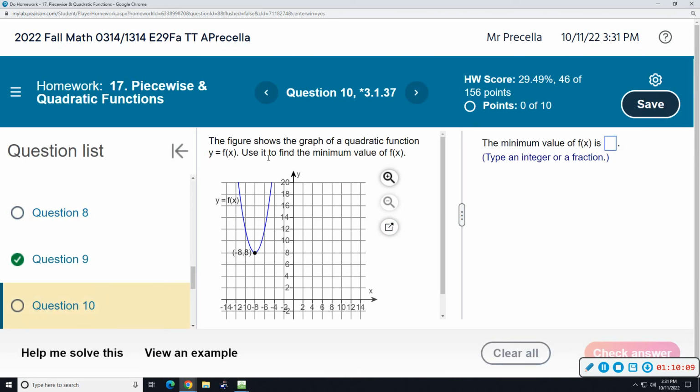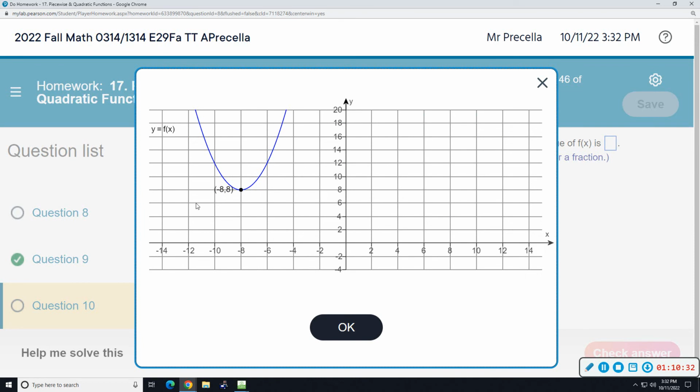The figure shows the graph of a quadratic function y equals f of x. Use it to find the minimum value of y. Well, it says minimum value of f of x. I see f of x and just read it as y automatically. Isn't it like the minimum 8? Yeah, it would just be 8 because that's the lowest number for the y-axis.